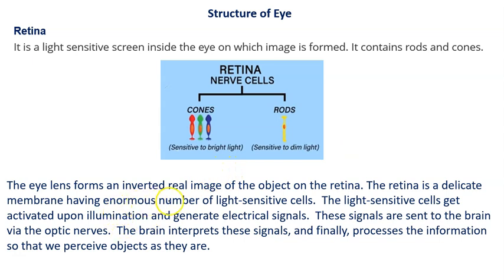The eye lens forms an inverted real image of the object on the retina. As we have seen, it has a convex lens, so it forms the image on the retina. This point A reaches here, this point B reaches here.